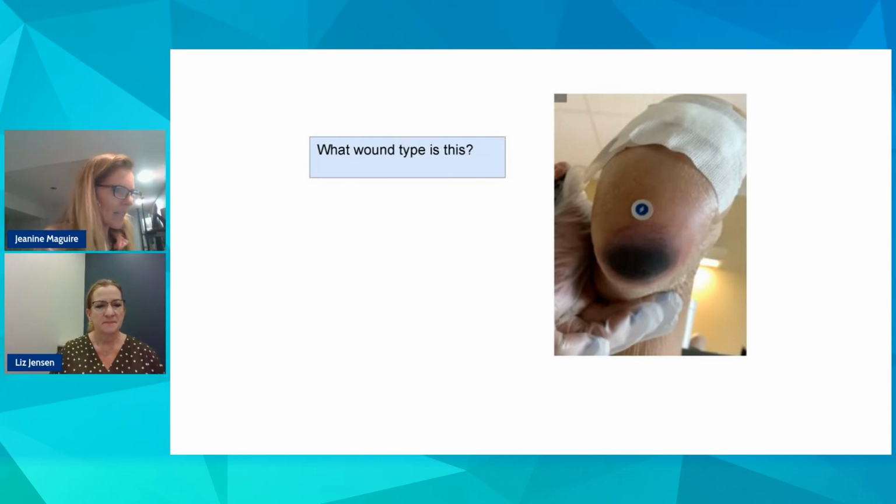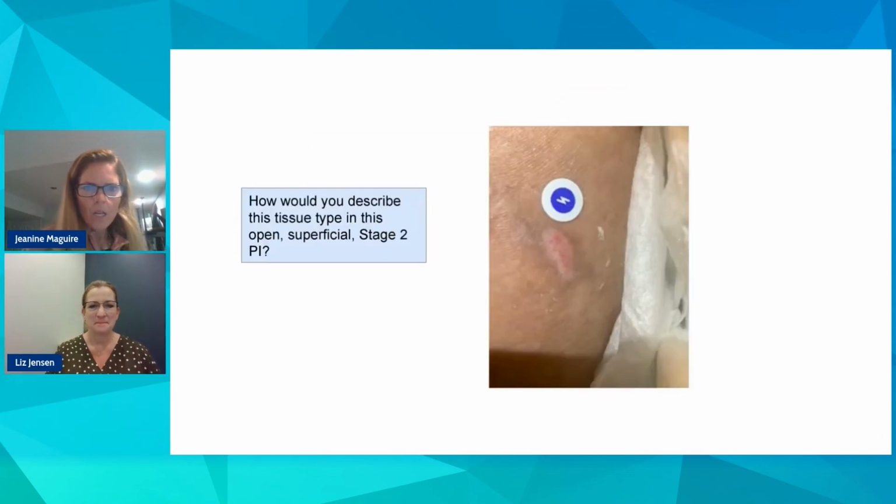All right, fantastic. Let's try to squeeze another one in quick here. So when you're looking at this skin and this wound that's slightly open, we have the epidermis gone. It is very superficial, and it is indeed a stage 2.